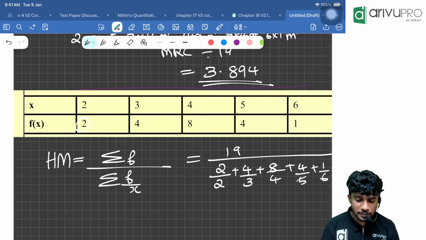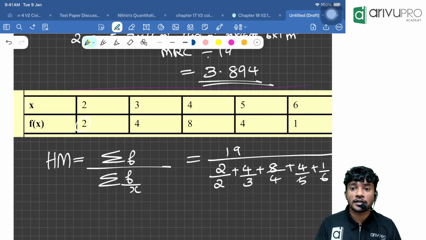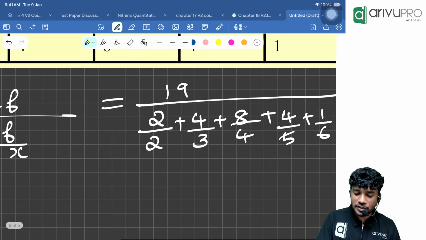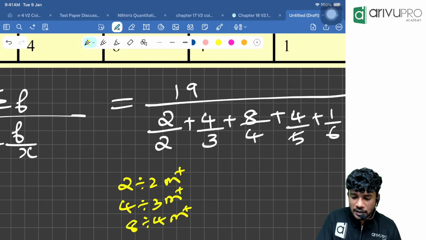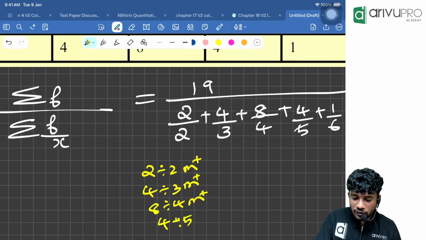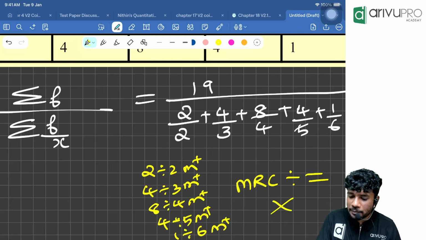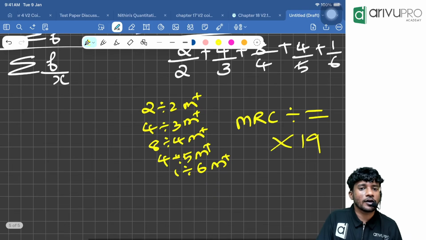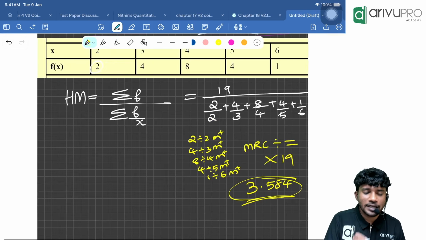It is summation of F divided by X. So F should be the first priority. How will you get it? First you will do the denominator: 2 divided by 2 M plus, 4 divided by 3 M plus, 8 divided by 4 M plus, 4 divided by 5 M plus, finally 1 divided by 6 M plus, and click which button? Divide equal to, multiply it with 19. Evaluate. 3.584 something you are getting for HM.